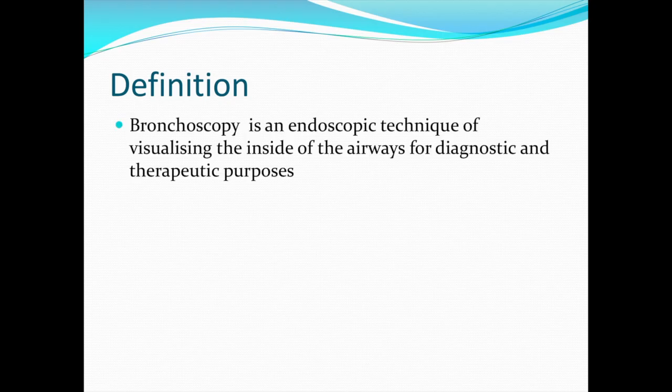I'm now going to talk to you about the definition of bronchoscopy. Bronchoscopy is an endoscopic technique of visualizing the inside of the airways for diagnostic and therapeutic purposes. There are two main types of bronchoscope, rigid and flexible. Rigid bronchoscopy uses a straight metal tube with a beveled distal tip inserted into the trachea and is less frequently used in critical care than flexible bronchoscopy.